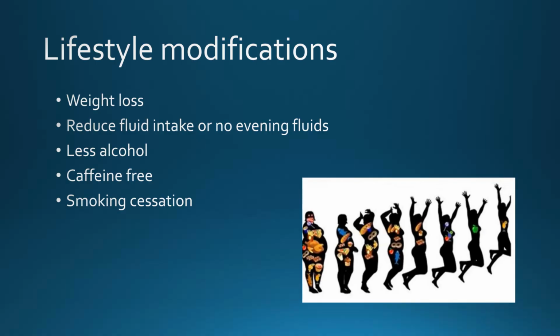For those that do lose weight and sustain that weight loss, it substantially reduces urinary incontinence. It's recommended to not drink any water after 4 p.m. or after dinner. No evening fluids. Less alcohol can also disrupt the diurnal rhythm and also contribute to weight gain. Caffeine reduction. Caffeine is a diuretic, and certainly smoking cessation.